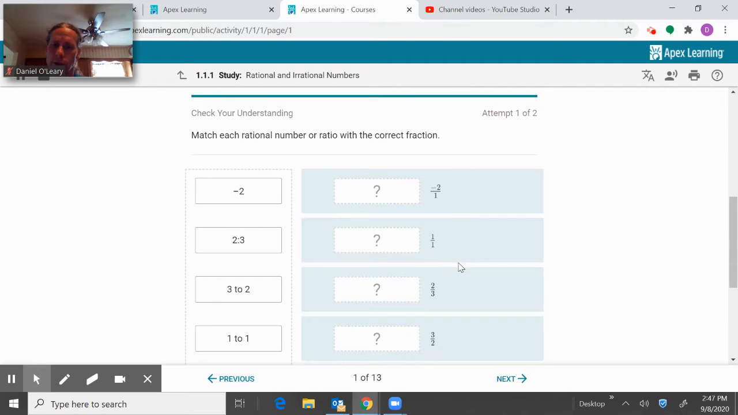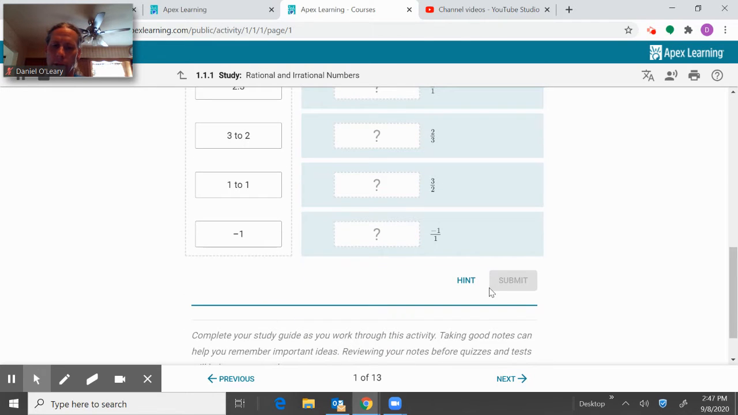And then it's going to ask you to match each rational number or ratio with the correct fraction. So where would -2 go? Would it go with -2 over 1, 1 over 1, 2 over 3, 3 over 2? So you would match where each of those goes, and then you would click submit. And there's a hint if you need a hint.